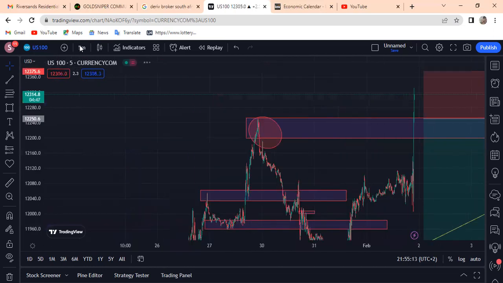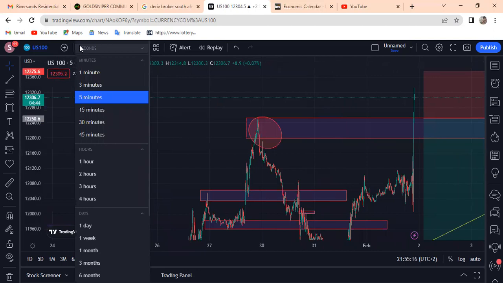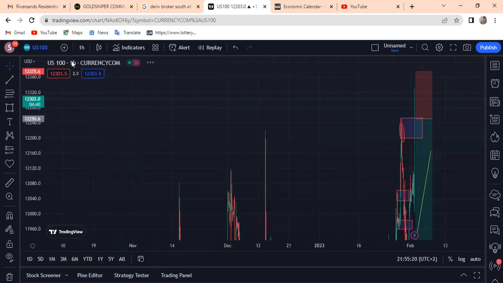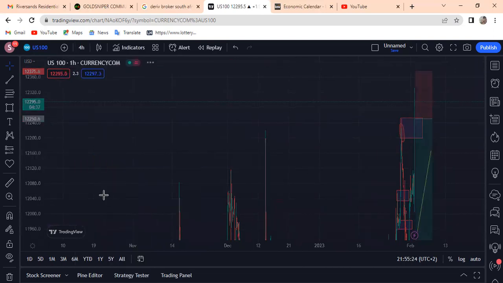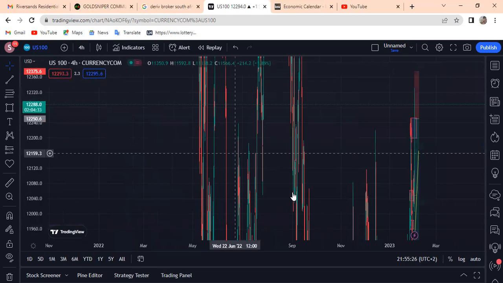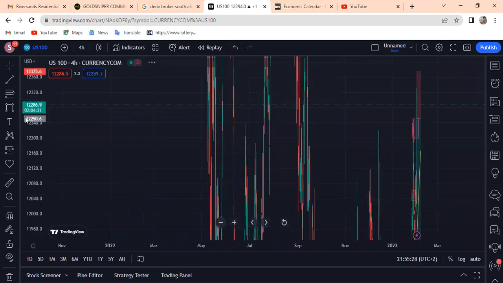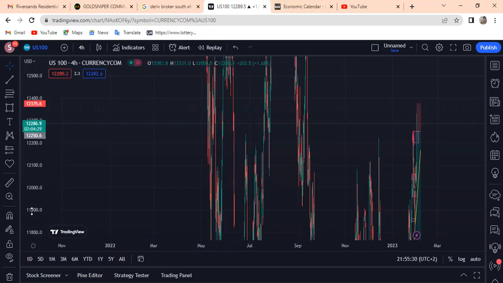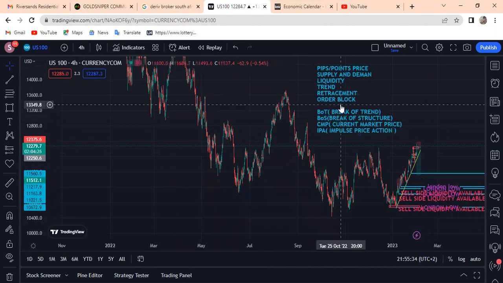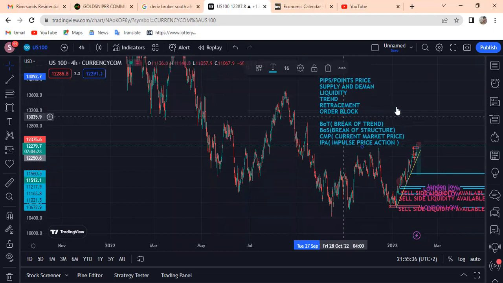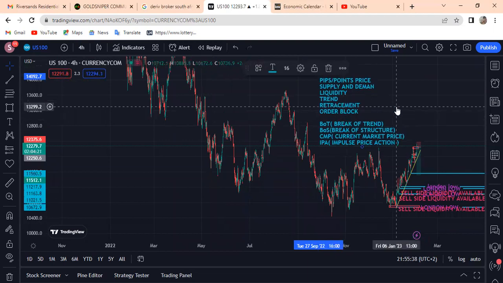You're not really gonna need to know pips that much unless you're really measuring your trades and trying to be analytical with your entries. But it's always a good thing to know what pips are, in case you start hearing that across the board. So then we're gonna get into our next big thing, which is supply and demand.